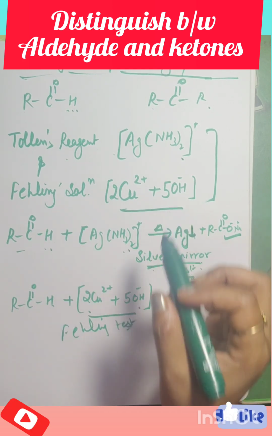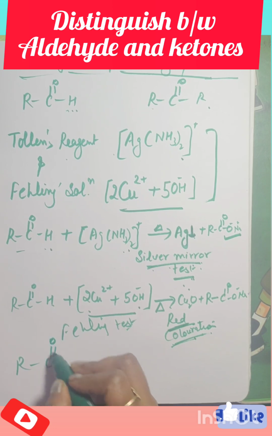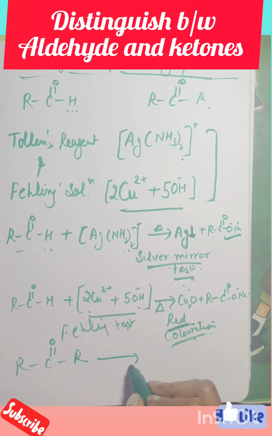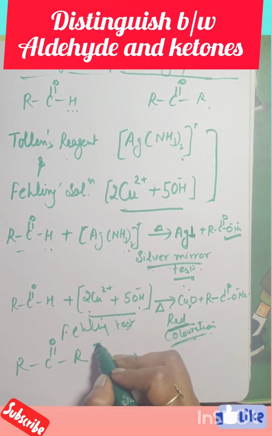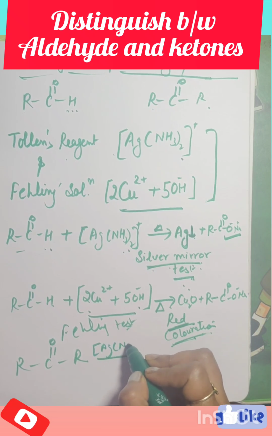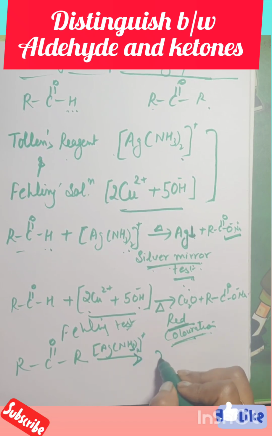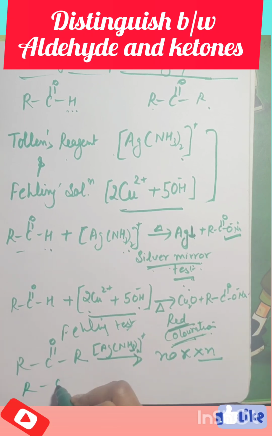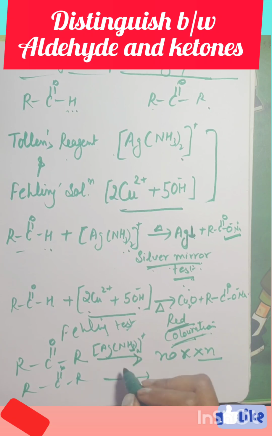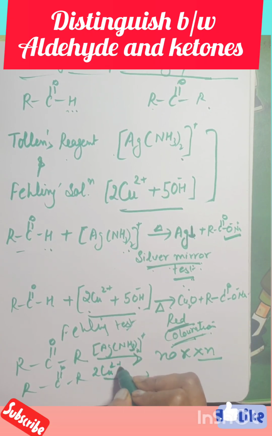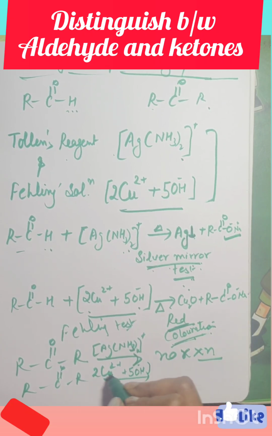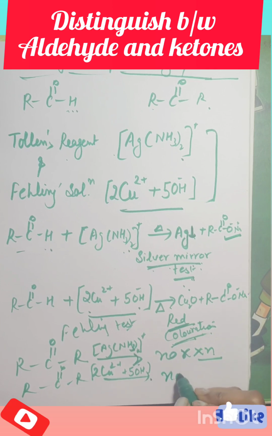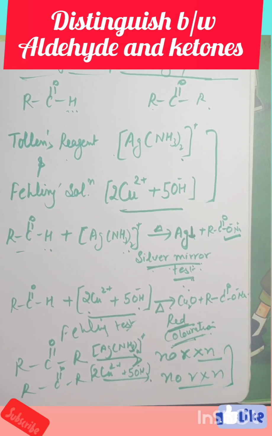But when we have ketone, on adding ammoniacal silver nitrate solution or Tollens reagent, no reaction takes place. Similarly with Fehling solution, ketone will not give any test.